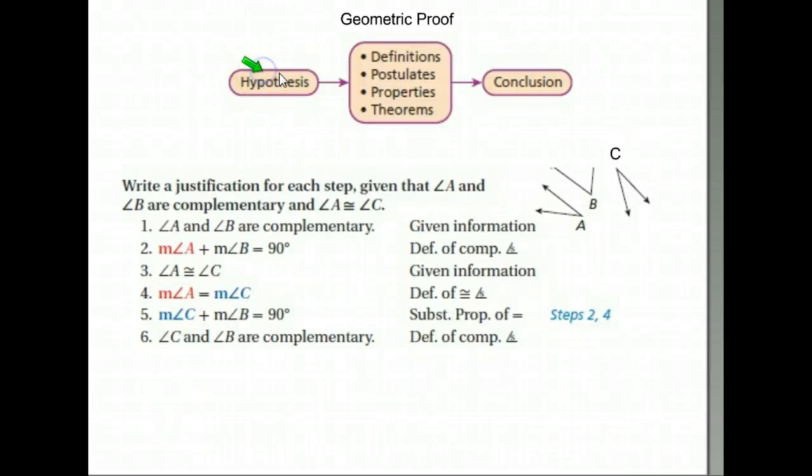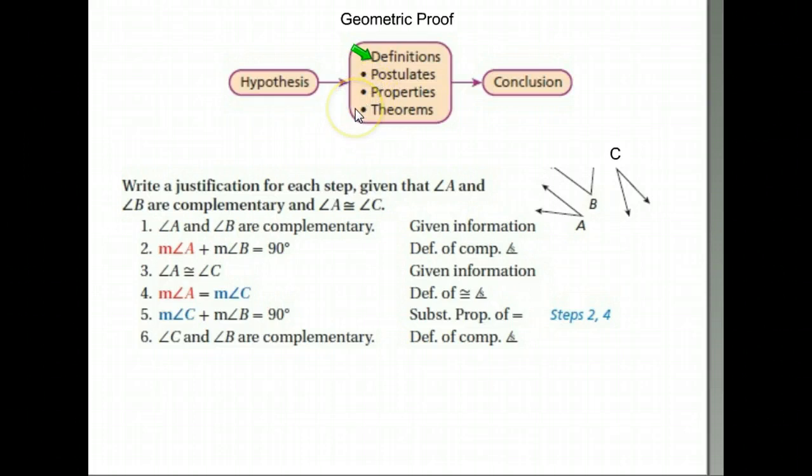Okay, and from that hypothesis, or the guess that they're asking you to prove, you use definitions, postulates, properties, and theorems to get to a conclusion. And that conclusion again is something they may want you to show is true. We can't just say things are true, we have to have proof.